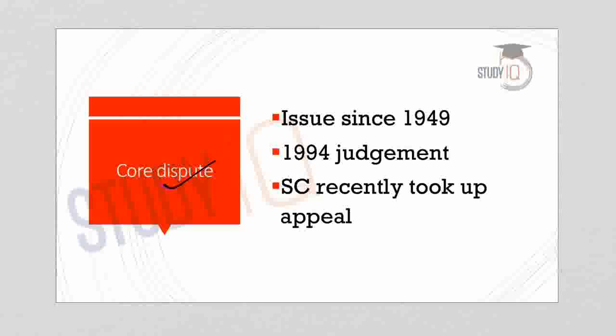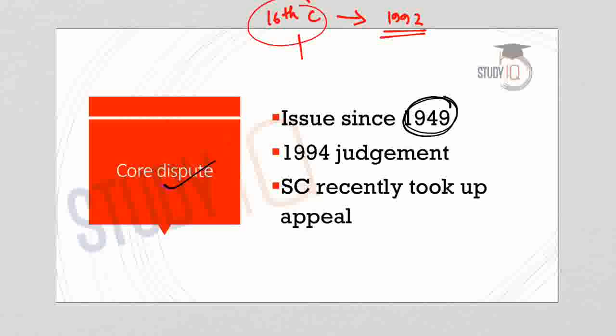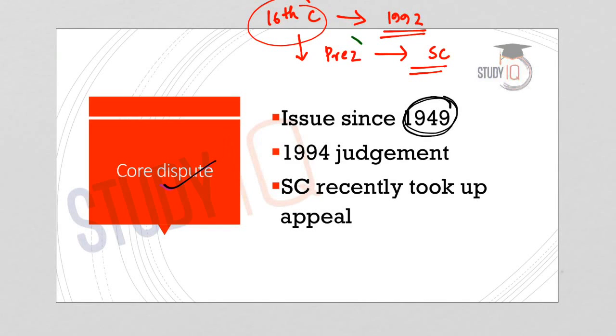Now coming to the core dispute, the dispute over the Ram Janmabhoomi or the Ayodhya site started, or is continuing, since 1949. In this regard, a 16th century mosque that stood at Ayodhya was torn down by Hindutva fanatics in December 1992. After the demolition of the Babri Masjid, the President of India referred this matter to the Supreme Court. The purpose of the reference was that the court should look into the issue and answer the question of whether there was a temple to Lord Ram before the mosque was built at the site. So the basic question was whether the temple or the mosque was built first, and the court had to look into this matter.